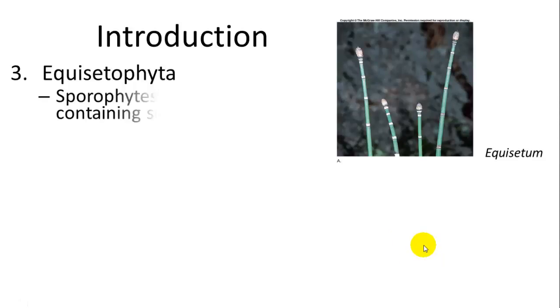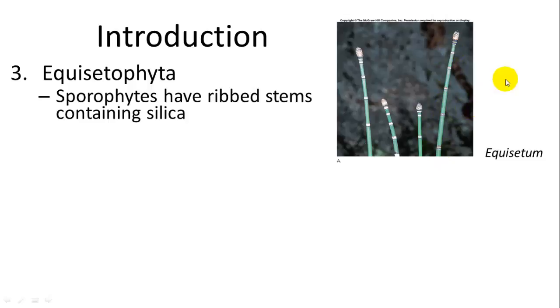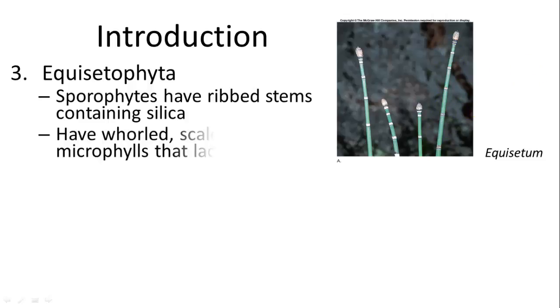All right, Equisetophyta are, here's an example over here of an equisetum in the genus. They have sporophytes with ribbed stems containing silica. Okay, so they have silica, and silica is a substance which helps to reduce herbivory. They also have whorled scale-like microphylls that lack chlorophyll. Okay, so you can see these whitish areas here. These are the areas which lack chlorophyll.